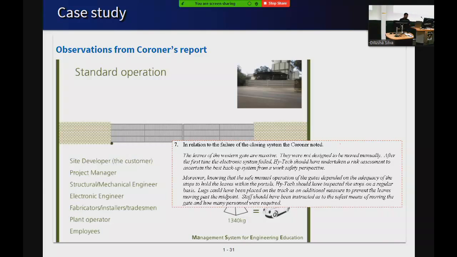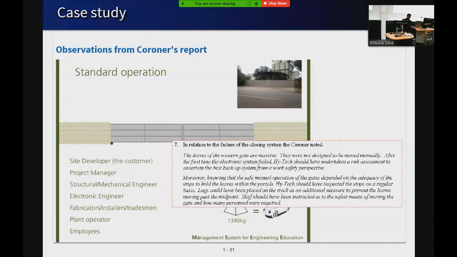In relation to the failure of the closing system, the coroner noted the leaves of the Western Gates are massive. They were not designed to be moved manually. After the first time the electronic system failed, Hi-Tech should have undertaken a risk assessment to ascertain the best backup system from a work safety perspective. Moreover, knowing that the safe manual operations of the gate depend on the adequacy of stops to hold the leaves within the portals, Hi-Tech should have inspected the gate stops on a regular basis.